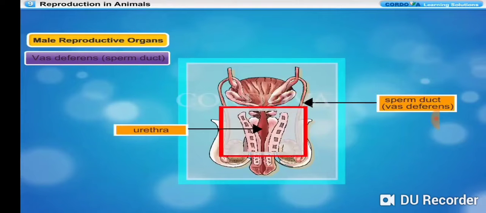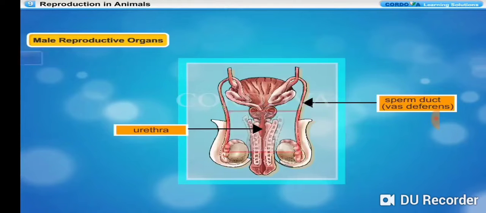It carries sperms to the urethra by the muscular action of its wall. Fluid produced by the seminal vesicles mixes with the sperms to produce semen. This fluid provides nourishment to the sperms.